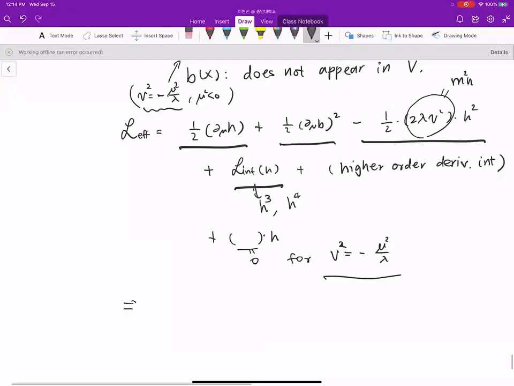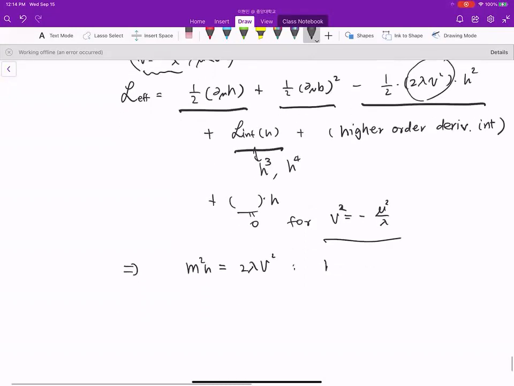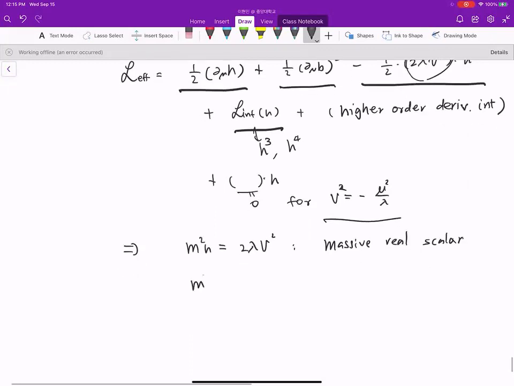So therefore, in the effective interaction, you have seen a massive real scalar, but the B field is massless. This is the Goldstone.